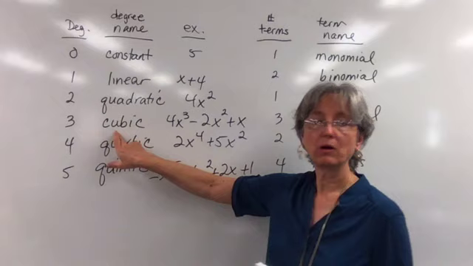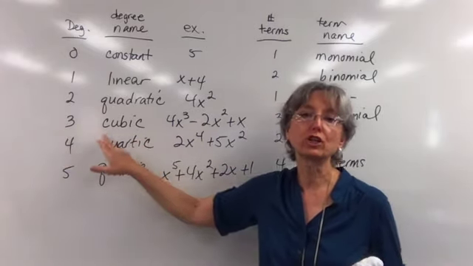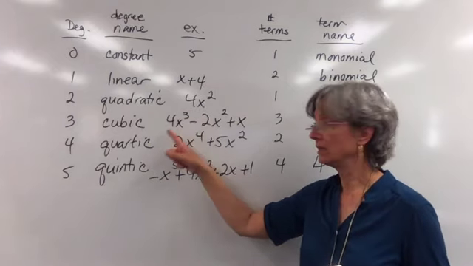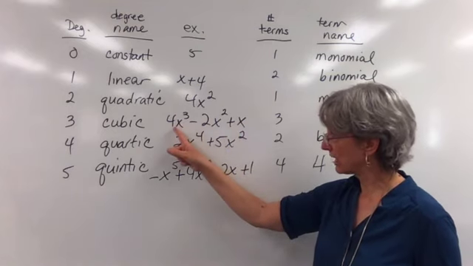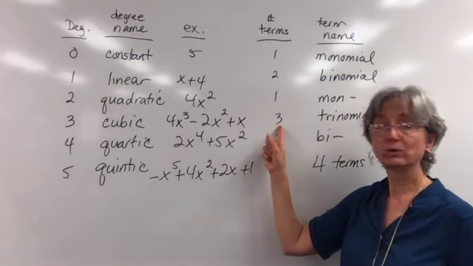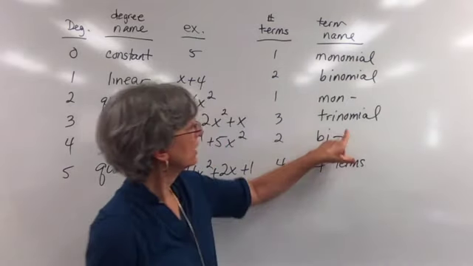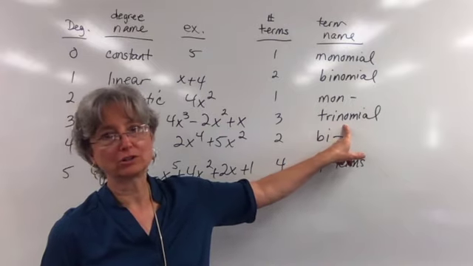All right, if our highest degree is 3, it's a third degree polynomial. Those are called cubics, and that means our highest exponent is a 3. Here's an example of a cubic polynomial. This one has 1, 2, 3 terms. When it has 3 terms, we call it a trinomial. Makes sense. All of this is pretty logical.